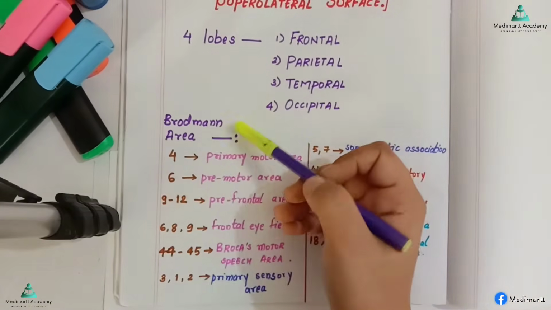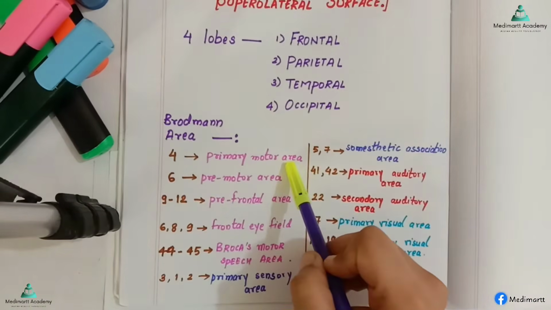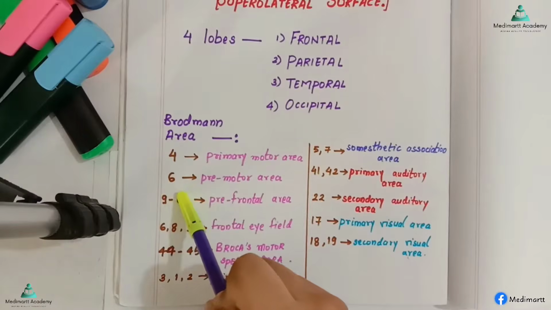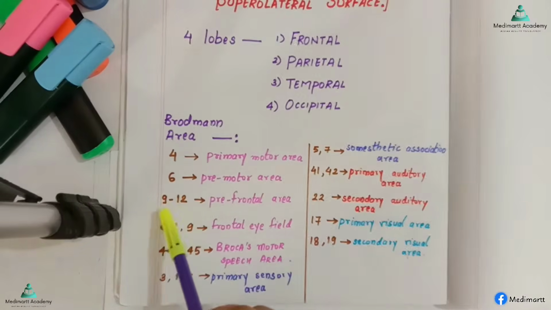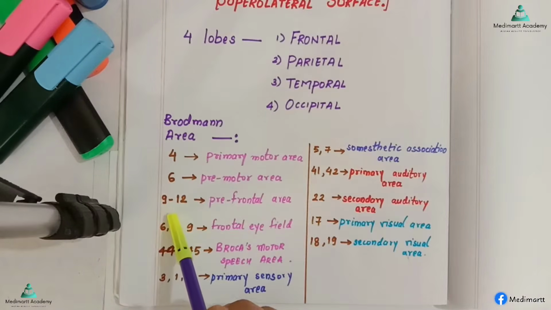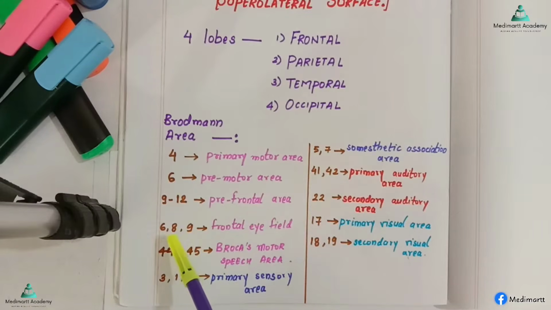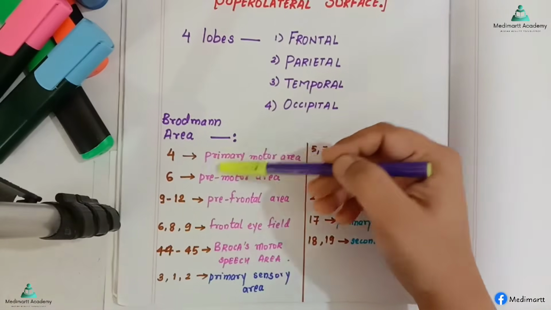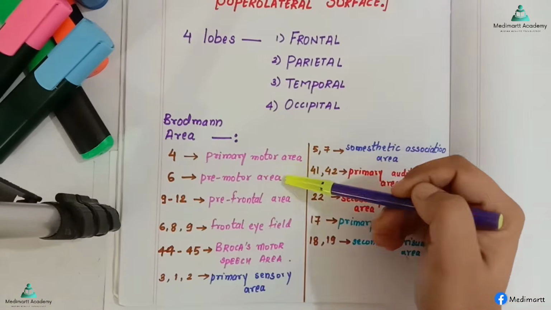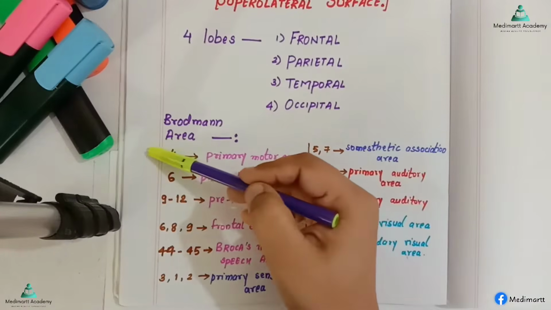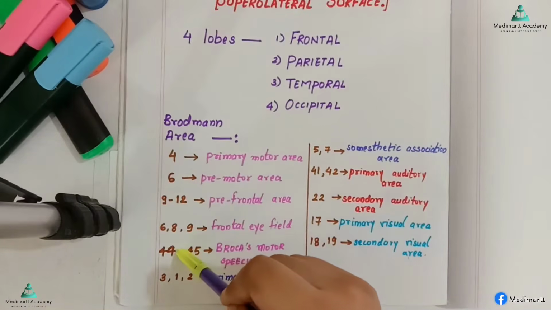So we have Brodmann area number 4, which is the primary motor area. Brodmann area number 6, which is the premotor area. Then we have Brodmann areas 9 to 12, which are called the prefrontal area. Then we have Brodmann areas 6, 8 and 9, which are known as the frontal eye field. Brodmann areas 44 and 45 are the Broca's motor speech area. The area names which I have written in pink all lie in the frontal lobe of the cerebrum.